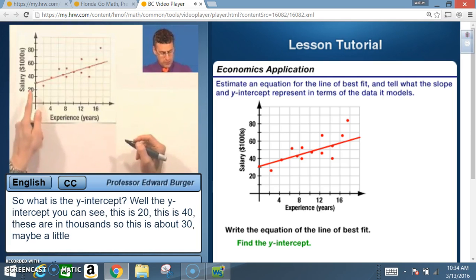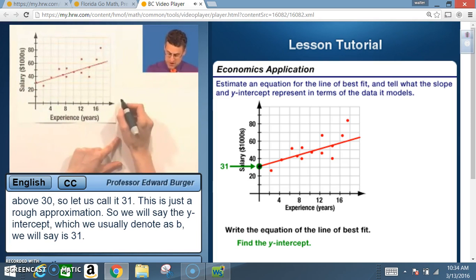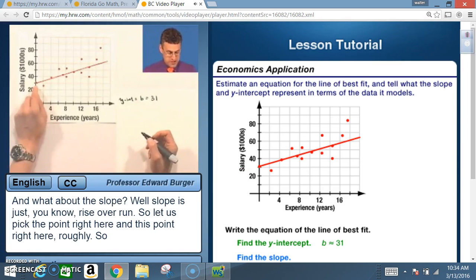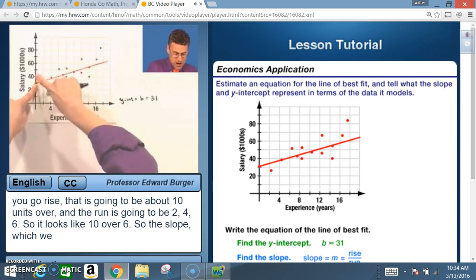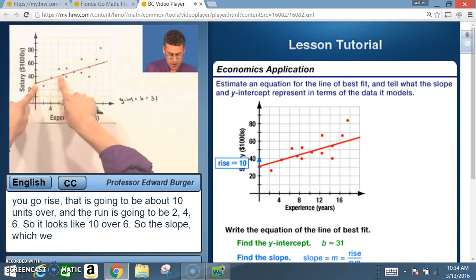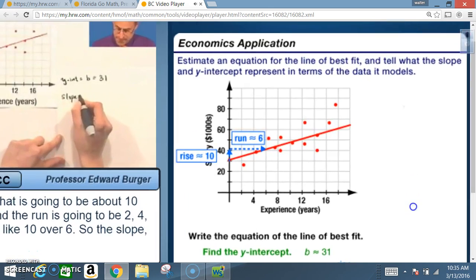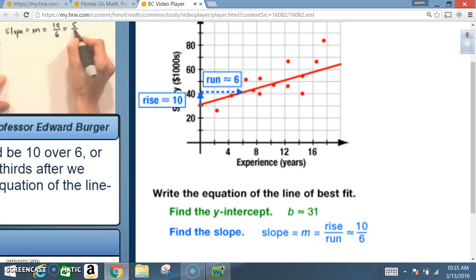So what's the y-intercept? Well, you can see this is 20, this is 40, these are in thousands. So this is about 30, maybe a little above 30, so let's call it 31. This is just a rough approximation. So we'll say the y-intercept, which we usually denote as b, is 31. And what about the slope? Well, slope is just rise over run. So let's pick the point right here roughly and the point right here roughly. The rise is going to be about 10 units, and the run is going to be 2, 4, 6. So it looks like 10 over 6. So the slope, which we usually write as m, would be 10/6, which is 5/3 after we simplify it.